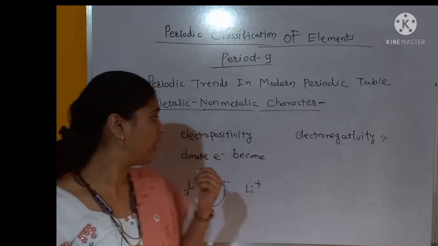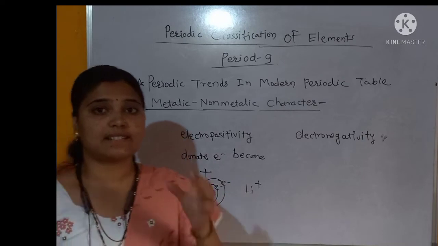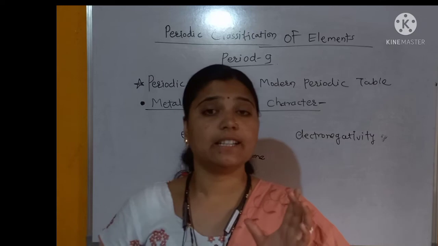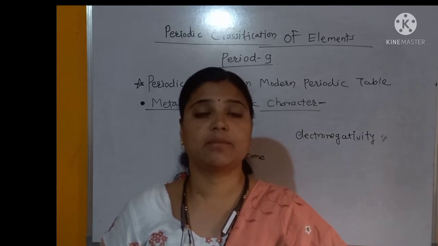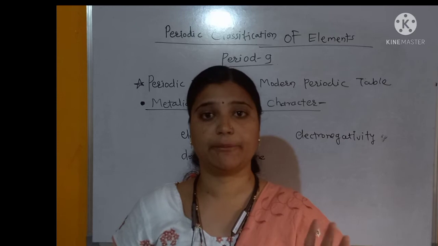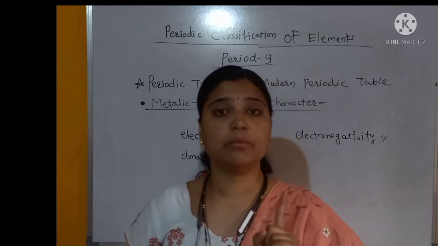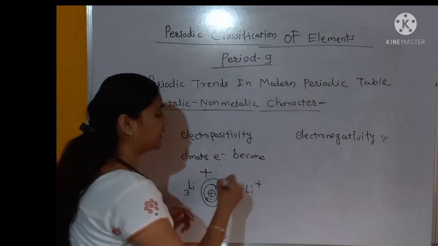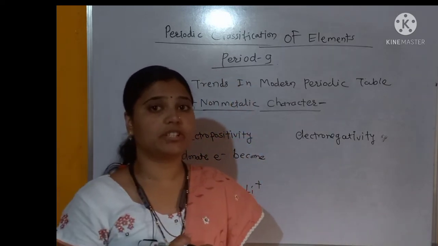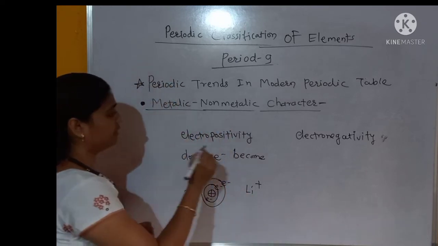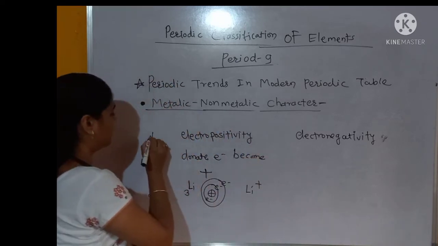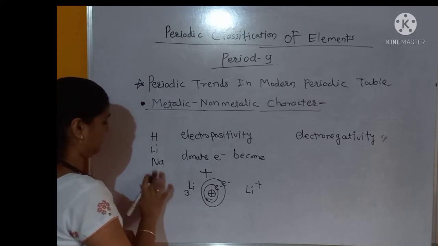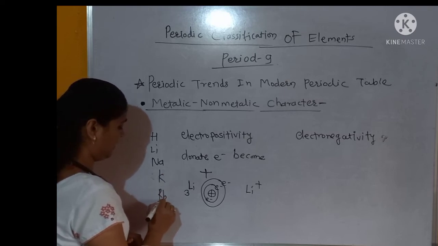This nature of elements increases down the groups in the S block elements. Metals are highly electropositive elements, and group first elements are the most electropositive elements in the periodic table, because they easily donate their last shell electrons and become positively charged particles. The first group consists of hydrogen, lithium, sodium, then potassium, rubidium and cesium.